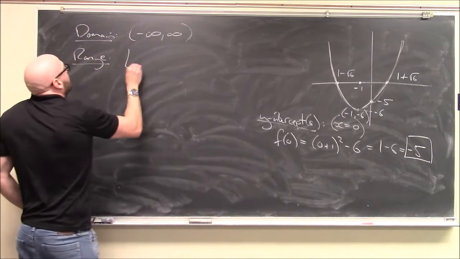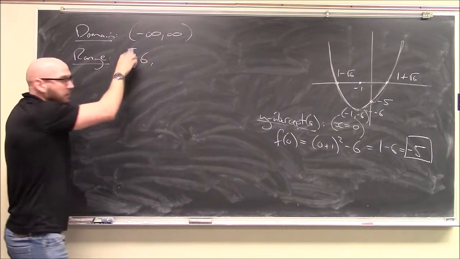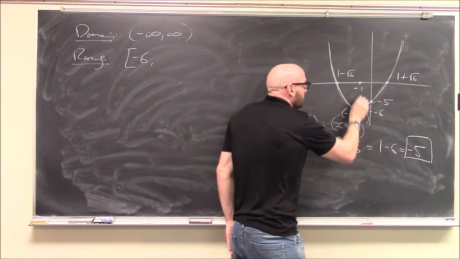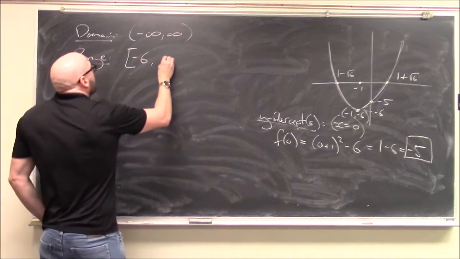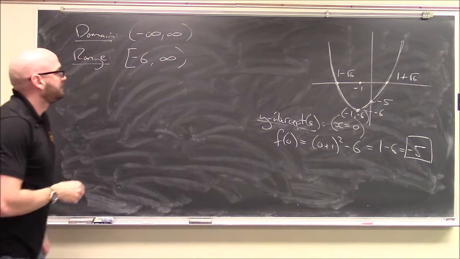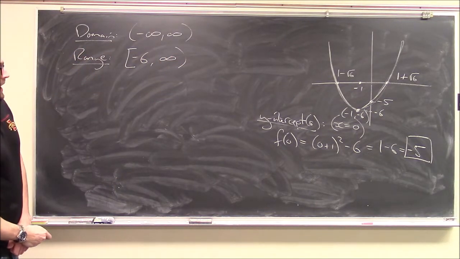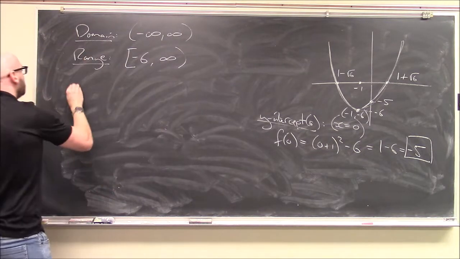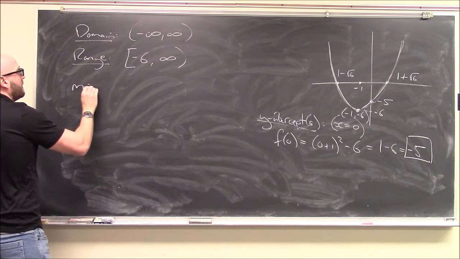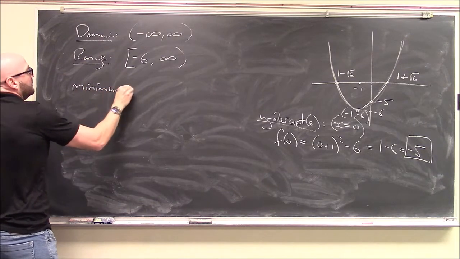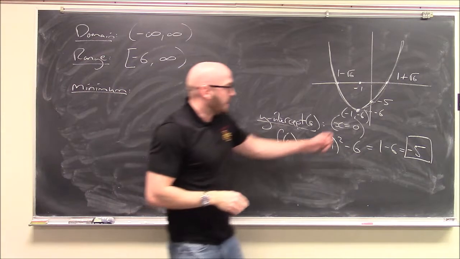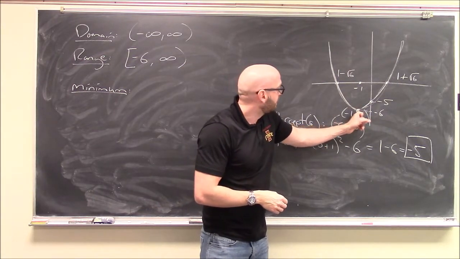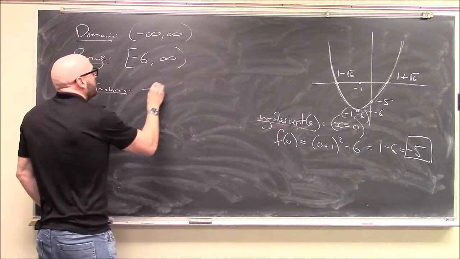So the range is minus 6, including minus 6 with a square bracket, because we actually do output minus 6 right there when you plug in negative 1. Minus 6 off to infinity. And there's one more thing people might ask you. What's the minimum value of this function? Well, it's the y value of the vertex, because we're opening upwards. Our vertex corresponds to a minimum, so our minimum value is minus 6.